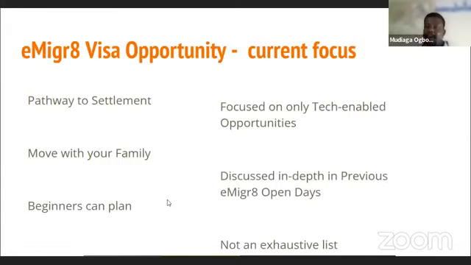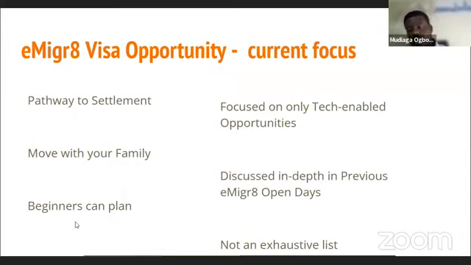Immigrant visa opportunity focus: pathway to settlement. Most of the visas we're going to be talking about give you a pathway to settlement, allow you to move with your family, and they are friendly to beginners. Friendly to beginners in the sense that you can plan a 6-month to 1-year plan as a beginner, or a 1 to 2 year plan, and you have the opportunity to walk through and get those visas and get this opportunity.